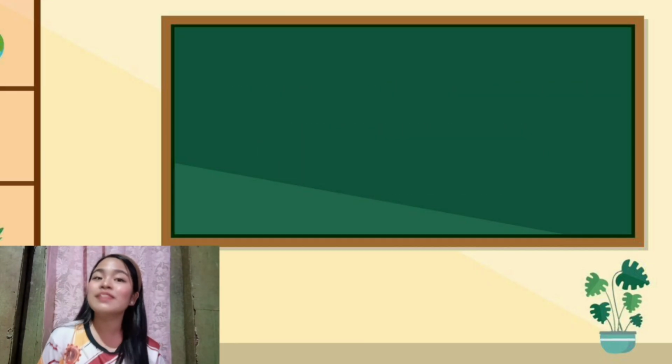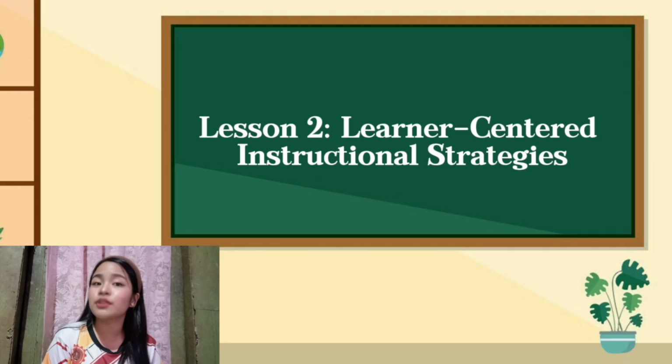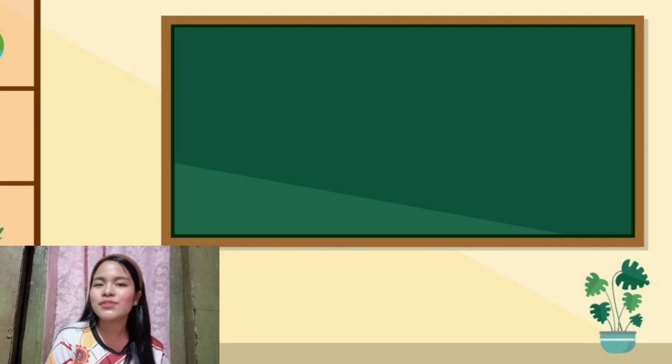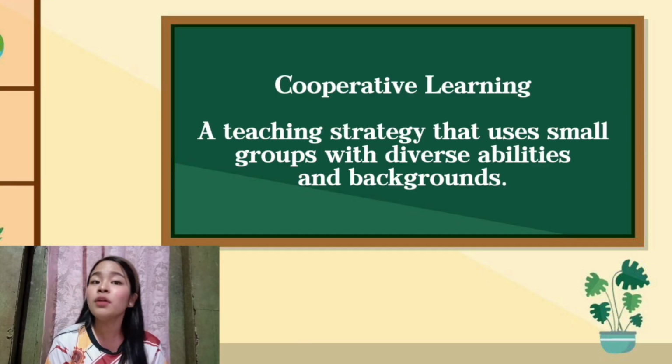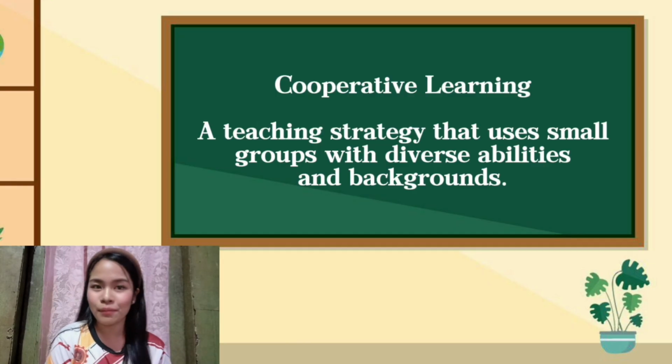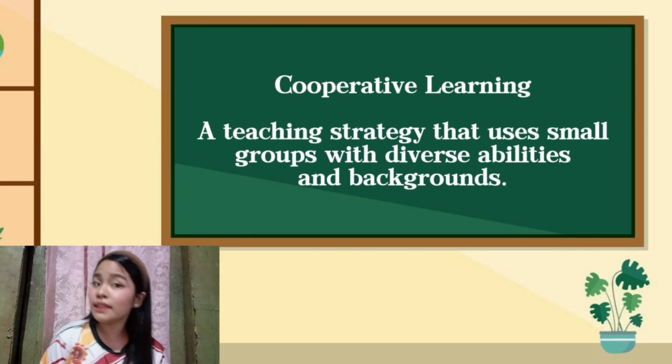Now let's move on to lesson 2, which is all about learner-centered instructional strategies. So, cooperative learning. A teaching strategy that uses small groups with diverse abilities and backgrounds. Students learn from each other, build social skills, and gain a deeper understanding of content. Teachers act as facilitators, guiding the process rather than delivering all the content. Example: a group assignment where each student is assigned a specific task that contributes to the group output.